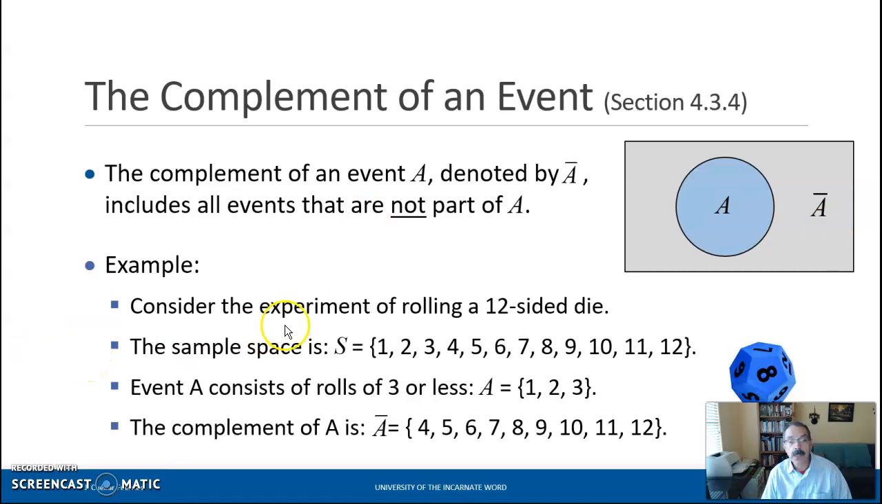To see an example, consider the experiment of rolling a 12-sided die. Here's the sample space, the outcomes from 1 to 12. Let's consider the event A consisting of rolls of 3 or less. So event A has these 3 outcomes: 1, 2, and 3. The complement of A will be the event that does not contain 1, 2, and 3. So A complement, of course, is 4, 5, 6, 7, 8, 9, 10, 11, and 12. I guess this illustrates the complement of an event, and we'll come back to this. This is a very important concept.